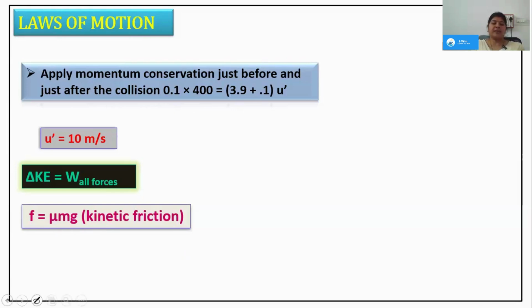So I substitute here. Initially the bullet block combined system has u dash velocity, finally it comes to rest. Comes to rest means final velocity is 0. Means change in kinetic energy I'll write as kinetic energy final minus kinetic energy initial, which is equal to work done by all the forces. Final kinetic energy is 0.